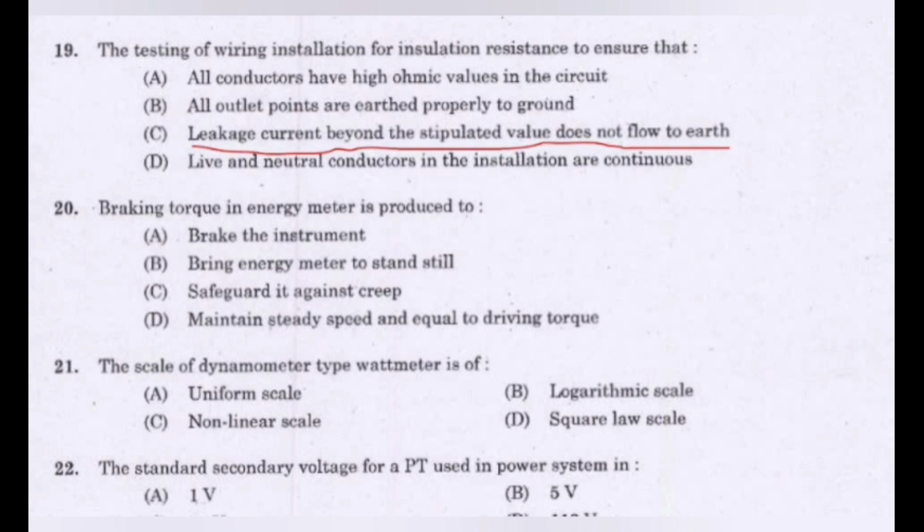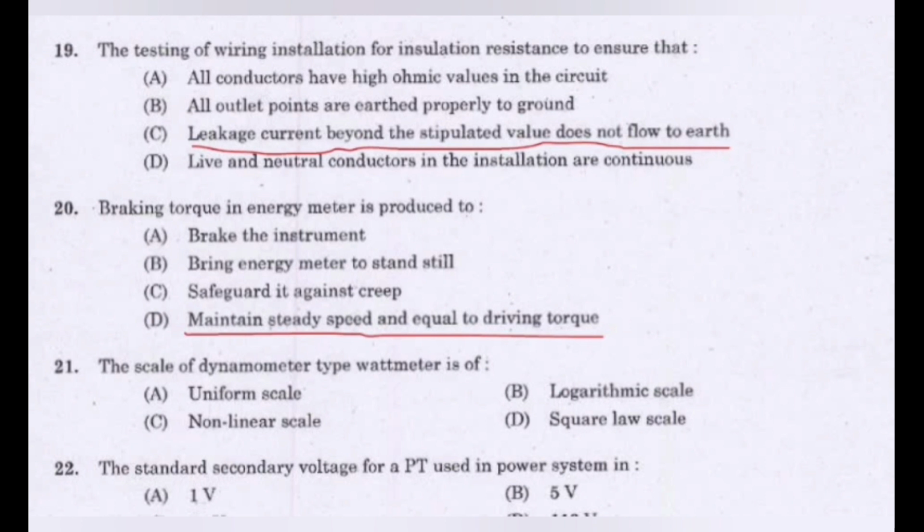Question number 20. Braking torque in energy meter is produced to. Option A, brake the instrument. Option B, bring energy meter to standstill. Option C, safeguard it against creep. Option D, maintain steady speed and equal to driving torque. Answer is option D, maintain steady speed and equal to driving torque.